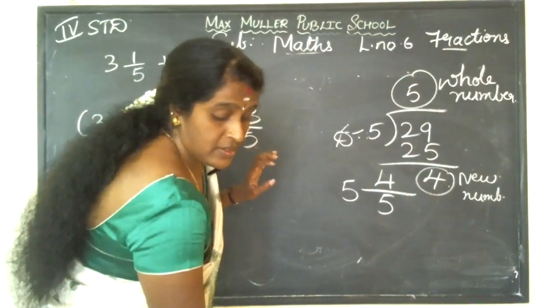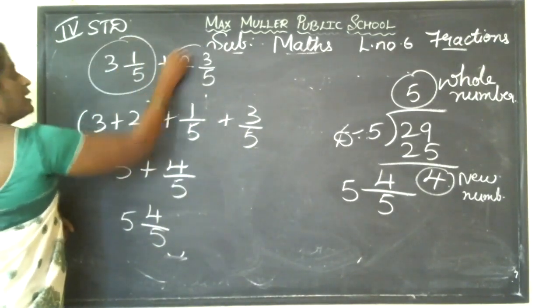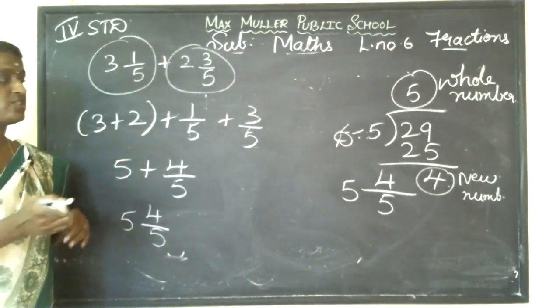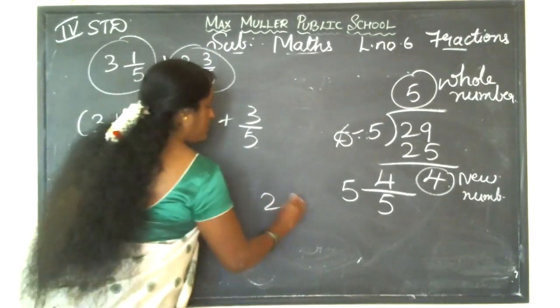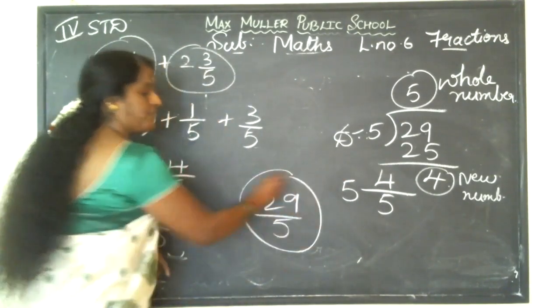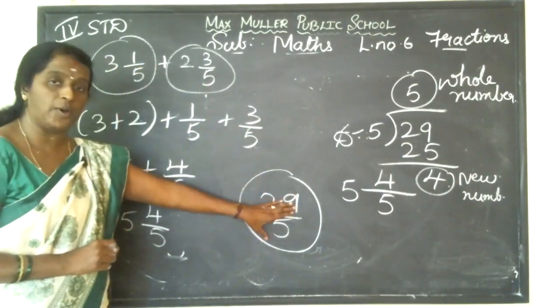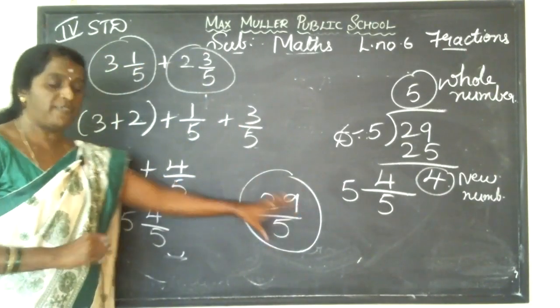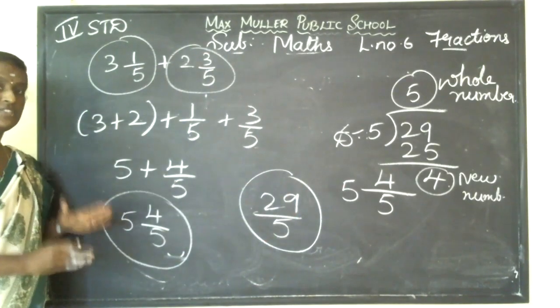What is it? Change the mixed fraction into improper fraction. This is the mixed fraction. They have asked to change the mixed fraction into improper fraction, so I got 29 by 5. Yes, children, this is the improper fraction. They have asked to change the mixed fraction into improper fraction to mixed fraction. These are example sums I just did.